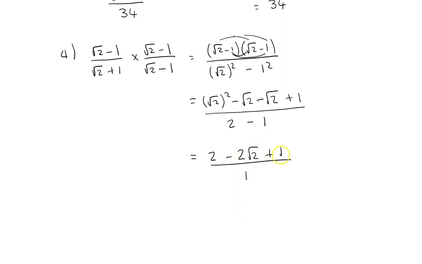And we can collect our integers together. So we've got 2 plus 1 is 3, minus 2 root 2. And because it's over 1, we don't need to write that. So this here, 3 minus 2 root 2, is our original expression with the denominator rationalised.